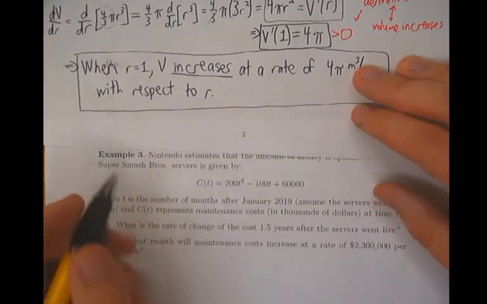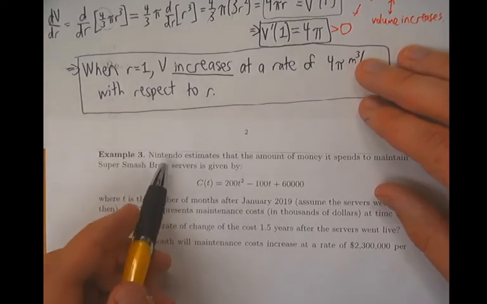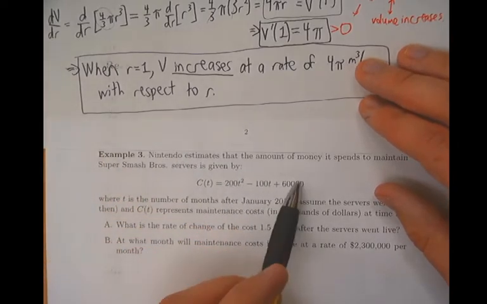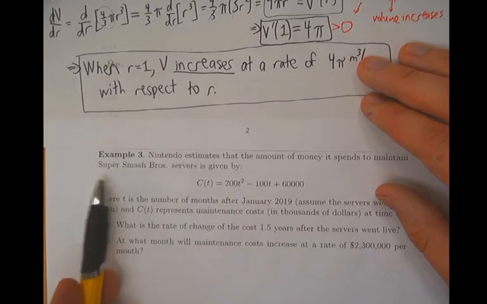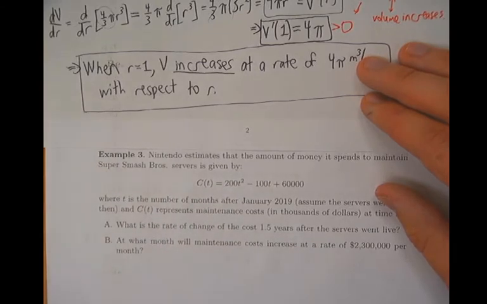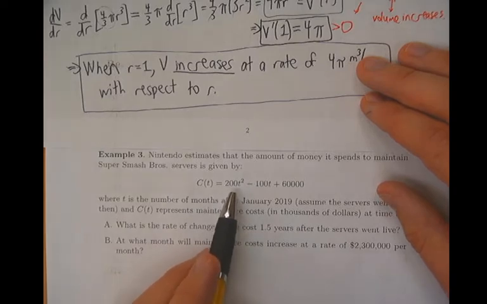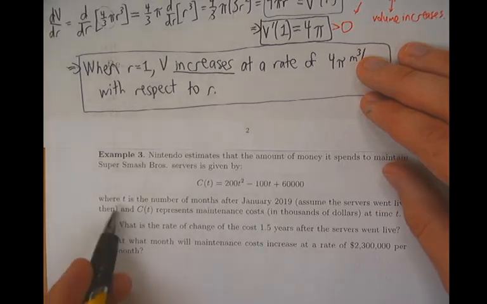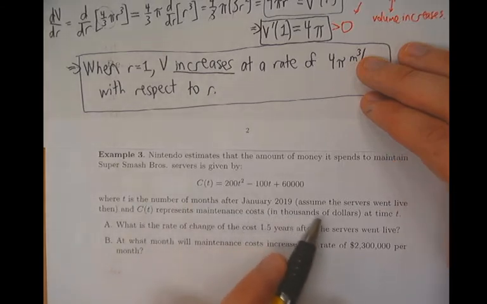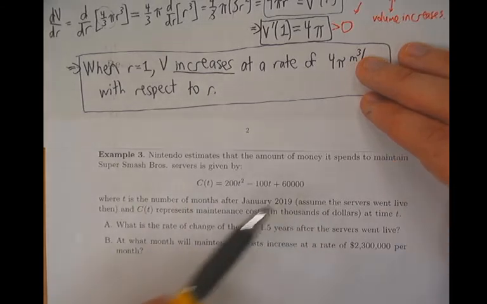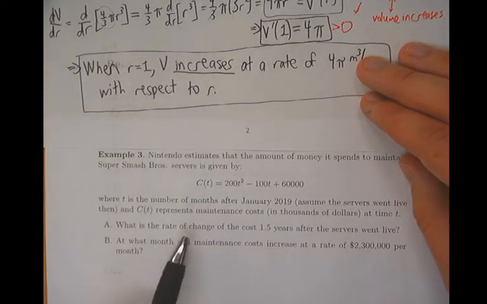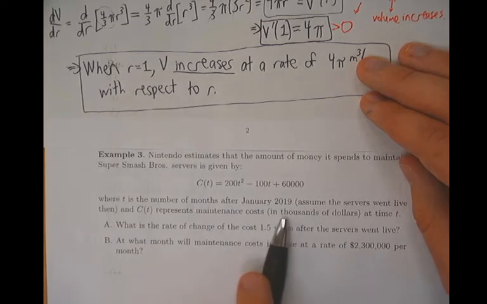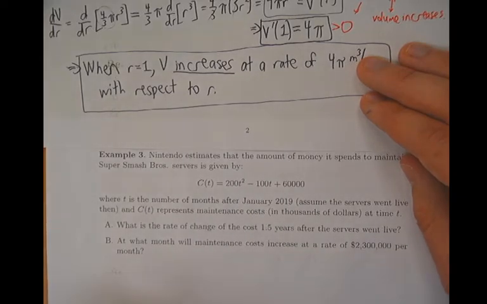All right. So for example 3, Nintendo estimates that the amount of money it spends to maintain Smash Bros. servers is given by this quadratic right here. C of t equals 200 t squared minus 100 t plus 60,000, where t is the number of months after January 2019. You can assume the servers went live then for the sake of simplicity. C represents maintenance costs in thousands of dollars at time t.